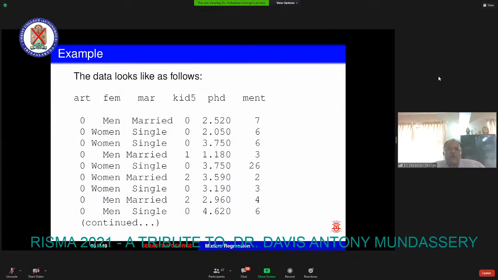This is a typical look of it. So the number of articles that the scholars have written after their PhD, 0. And of course, there are other elements also: their gender, whether they are married or not, the number of children having age less than or equal to 5, then the prestige of the PhD department. Then the last one is actually the output of the mentor, the number of publications by the mentor in the last 3 years.